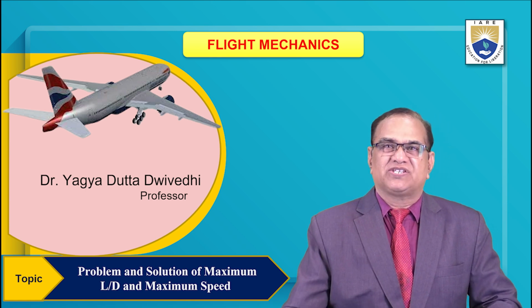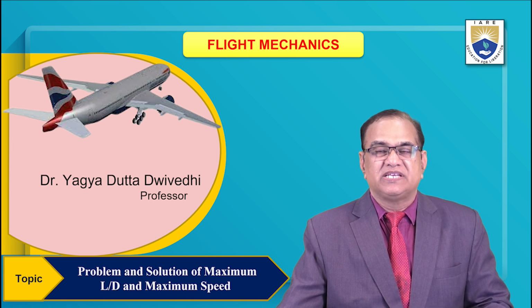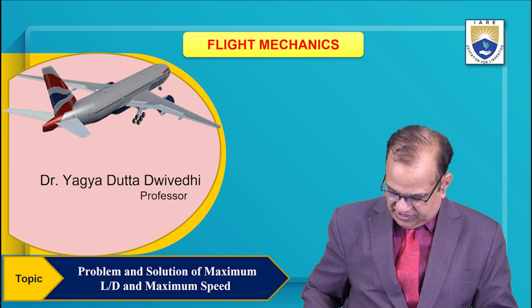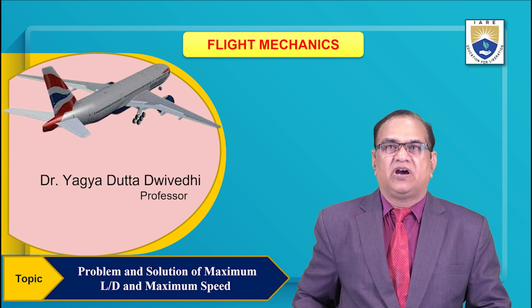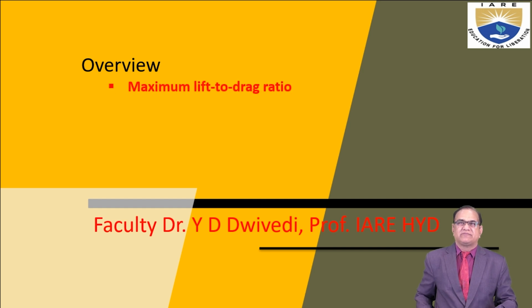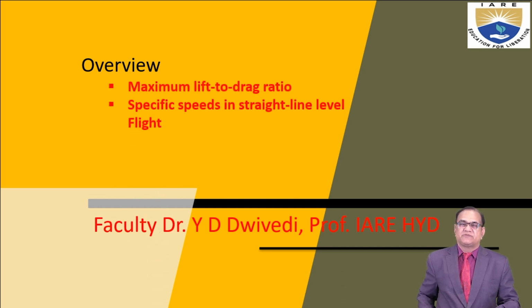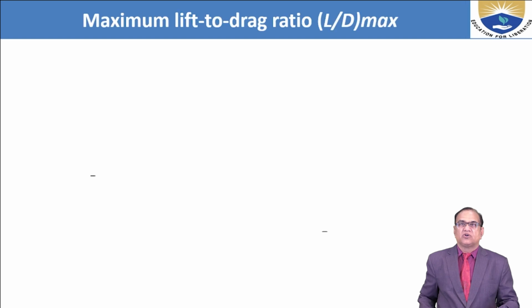Today my topic is related to the problem and the solution of maximum L by D and the maximum speed. We will be solving some problems related to this, but before that, we will go through some basic concepts. Today's lecture will cover the maximum lift to drag ratio, specific speed in straight and level flight, maximum speed, then problem and the solution. I will be taking two problems related to different speeds and different conditions.